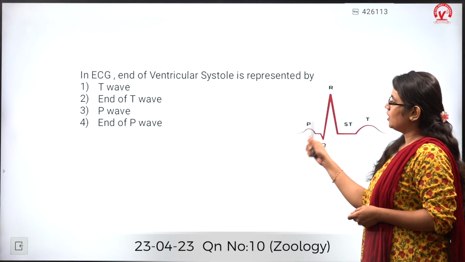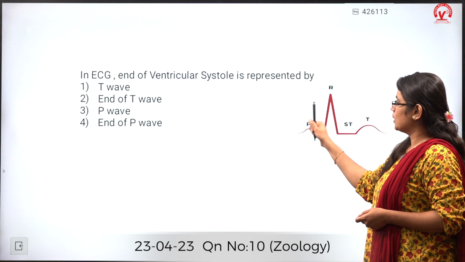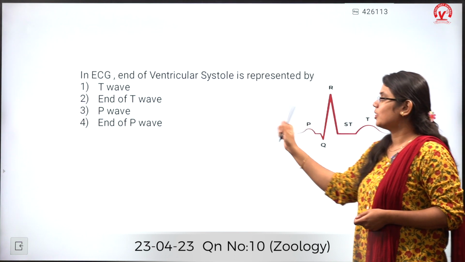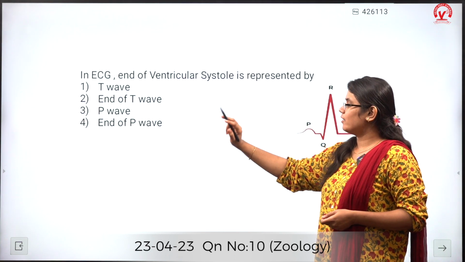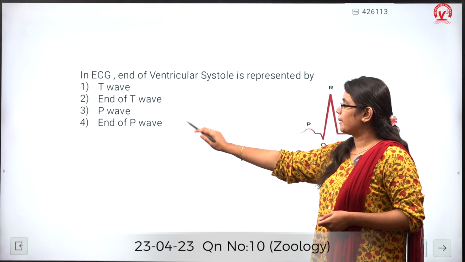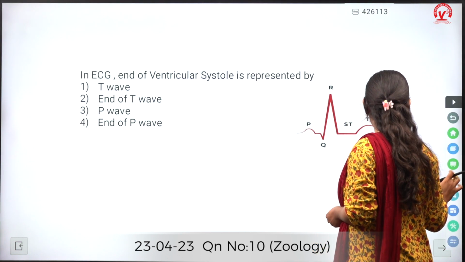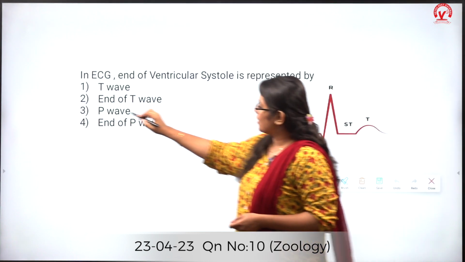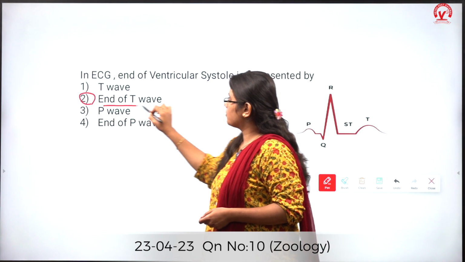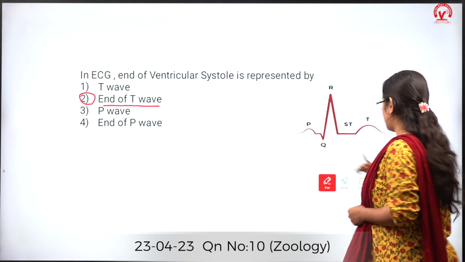In ECG, end of ventricular systole is represented by, the options are T wave, end of T wave, P wave and end of P wave. So the correct answer is option 2, end of T wave. Why? I will explain this.